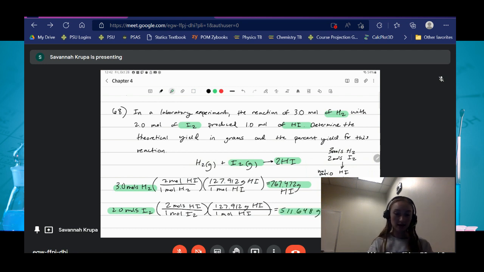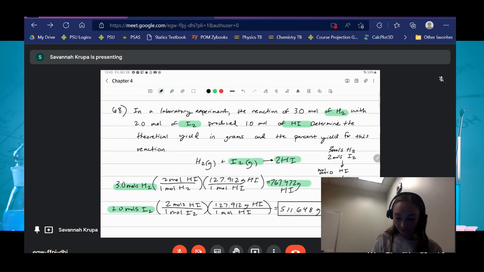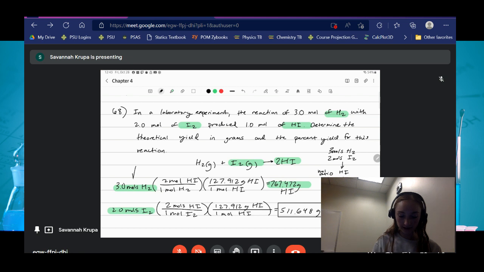So we can see that the limiting reactant here is the iodine, because a smaller amount of HI is produced from it. So that is actually what's going to be produced, because we need hydrogen and iodine gases. So what is actually produced is the 511 that we have here. So that's going to be our theoretical yield based on the amount of reactants that we have. So that's what theoretical yield is.